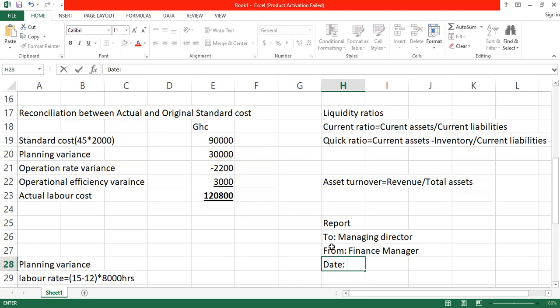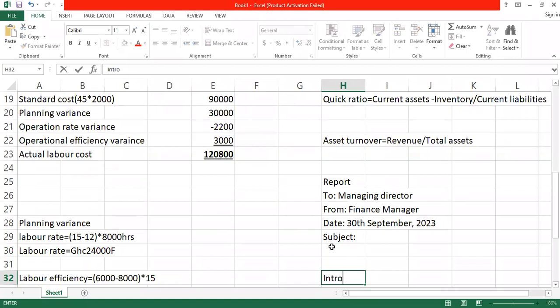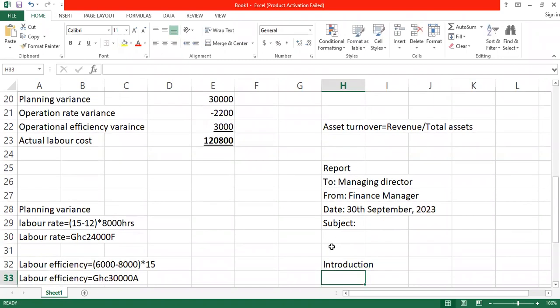Okay. So let's assume that we are writing this on 30th September 2023. What is the subject? The subject means the heading. If they are asking you to do the analysis of the financial performance of the company, then the subject will be the analysis of the financial performance of this and this company. This will give you 2 marks. Then after the heading, you come to the introduction. You introduce what you are writing. So in the introduction, you can say, as discussed earlier, I hereby present to you the analysis of the financial performance of this and this company for your perusal.